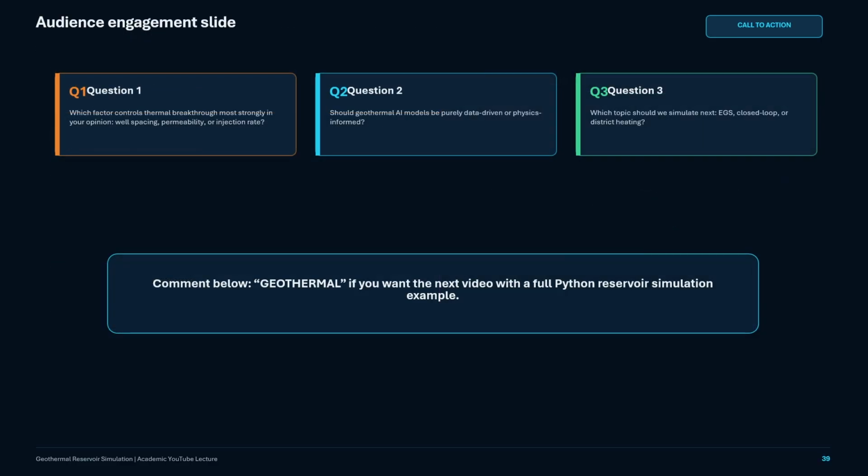Before we close, I want to ask 2 questions for discussion. First, which factor do you think controls thermal breakthrough most strongly? Well spacing, permeability, or injection rate? My answer is that all 3 interact, but permeability architecture often determines the pathway. Second, should geothermal AI models be purely data-driven or physics-informed? My view is that physics-informed AI is the safer and more scientific direction, especially when field data are limited.